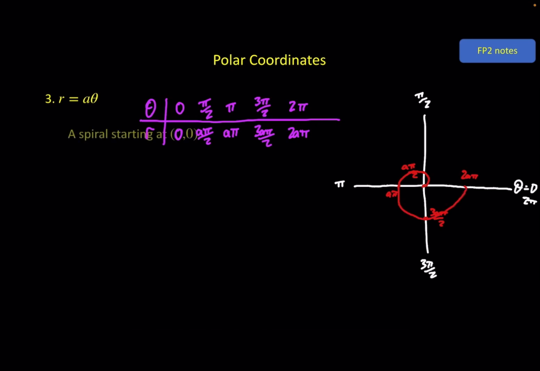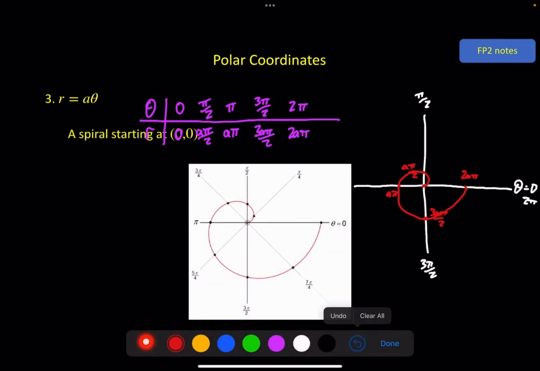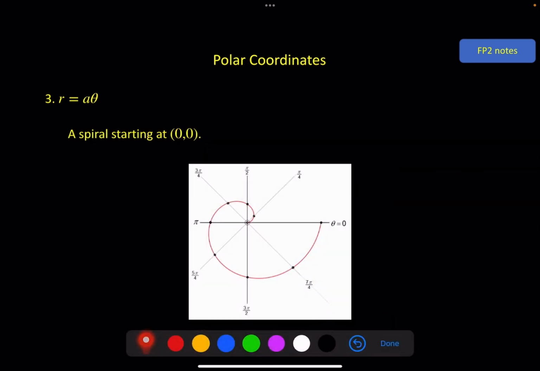So I've got a better picture here. Spiral starting at 0, 0. I'll clear this off so you can see that. This is a spiral starting at 0, 0. And of course the curvature of the spiral depends on the a value. For the remaining ones, I won't go through that process of plotting points, but I hope you can see that you can always do that if you're ever unsure what a graph should look like.